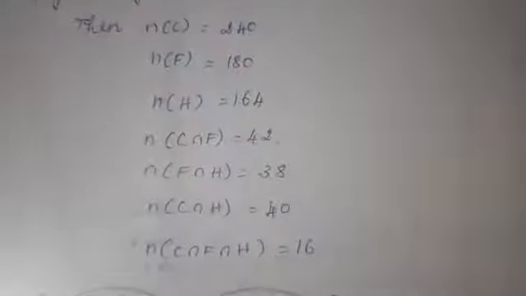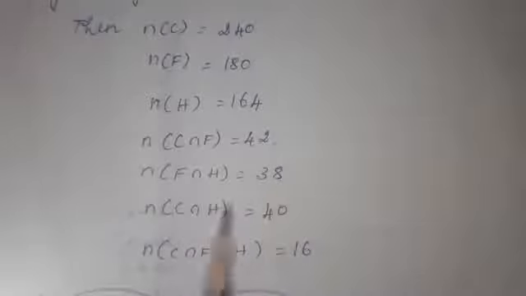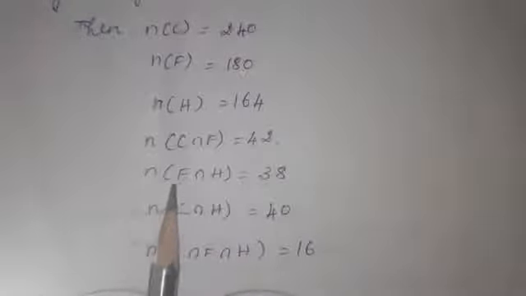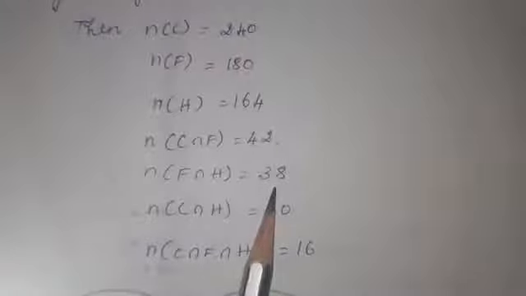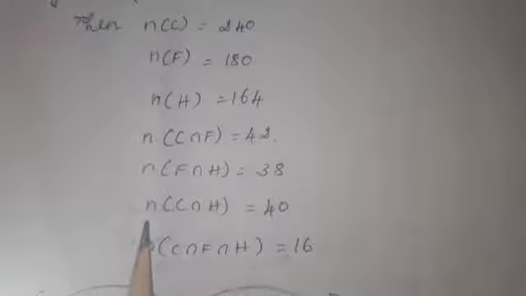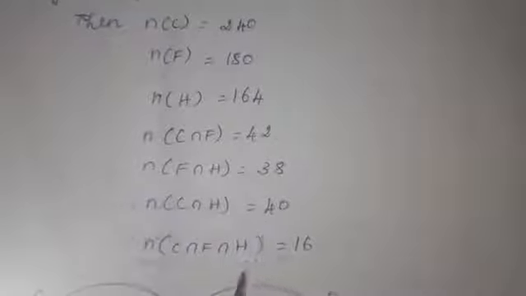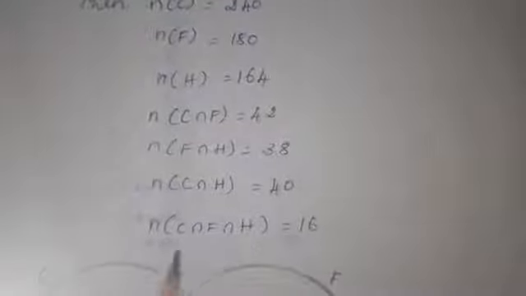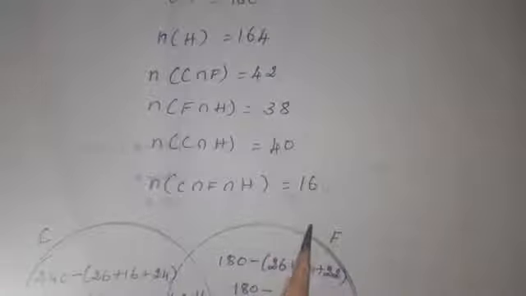In the question, 42 play both cricket and football, that means N of C intersection F is equal to 42. Next, 38 play both football and hockey, so N of F intersection H is equal to 38. 40 play both cricket and hockey, so N of C intersection H is equal to 40. All the three is 16, that can be written as N of C intersection F intersection H is equal to 16.